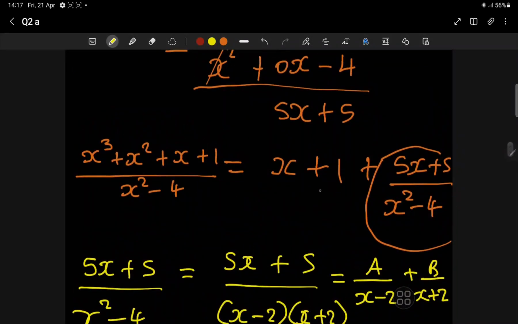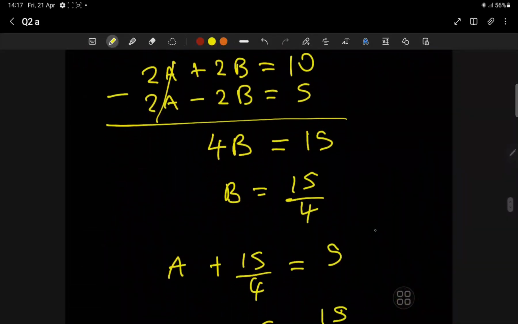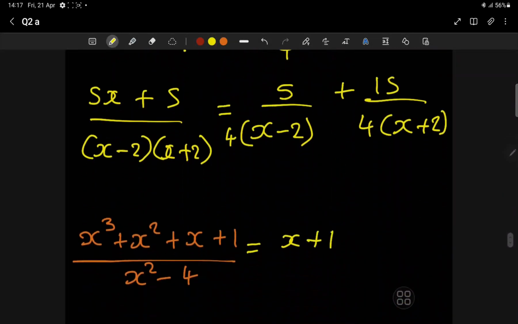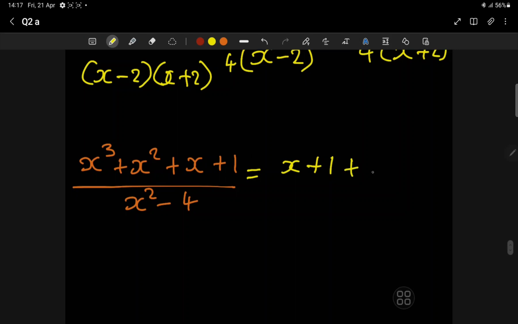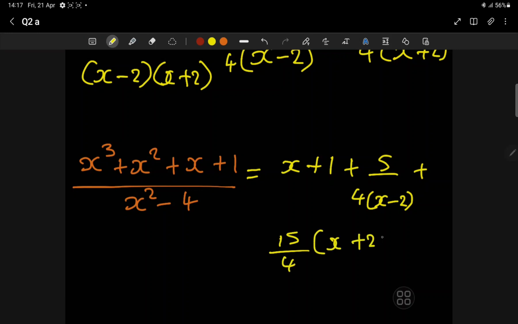First we had done the long division, we got x plus 1. Then we had to work on this part. So now that we found this, we can combine everything. So we'll have x plus 1 plus 5 over 4 times x minus 2 plus, okay, my space is done, so the other one will be 15 over 4 times x plus 2. Okay, I'll try to make your work at least smart, not the way I've written it, so at least it should fit on one page, but this is it, then we're done.